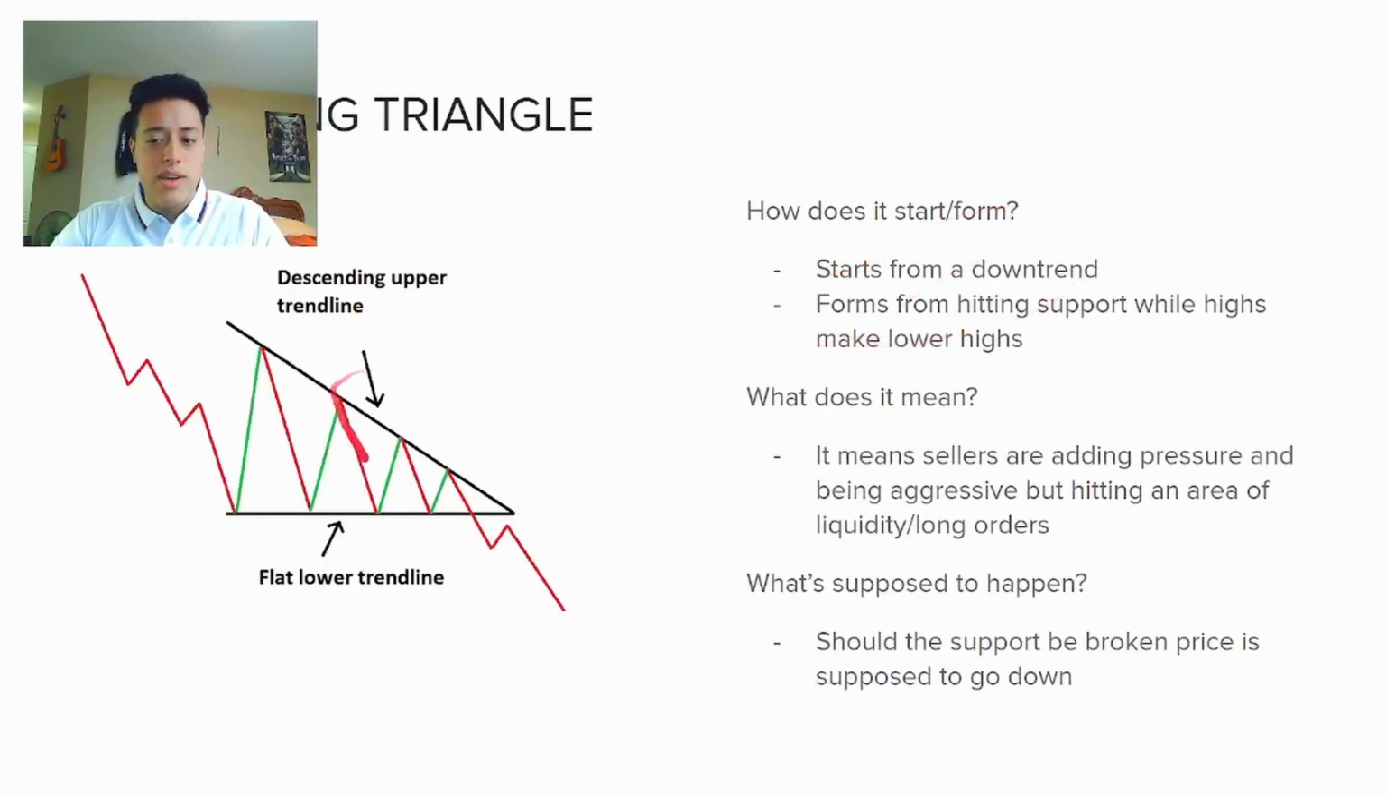So it's just from a downtrend, hitting support, descending support while making lower highs in the resistance. It essentially means sellers are being aggressive and adding more pressure, but hitting a liquidity of long orders, right? So, like I said, with the sellers, with the bucket, it has to fill it. It's essentially the same thing, but this time the sell orders have to suck up all the long orders before being able to break down. So, in theory, should the support be broken, price is going to keep going down.